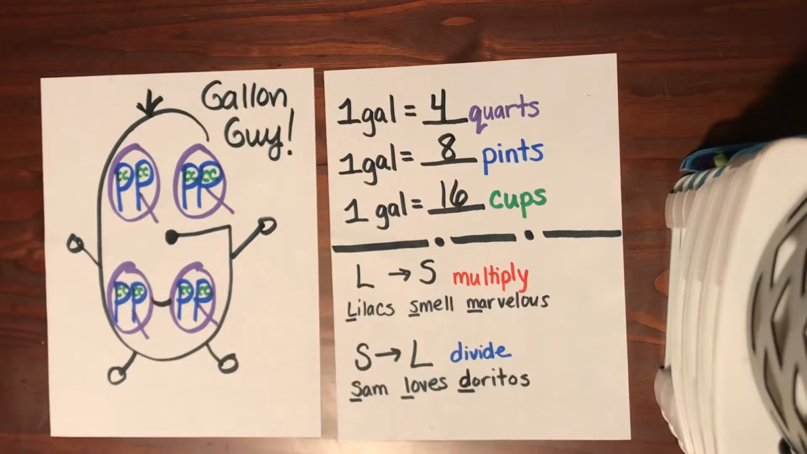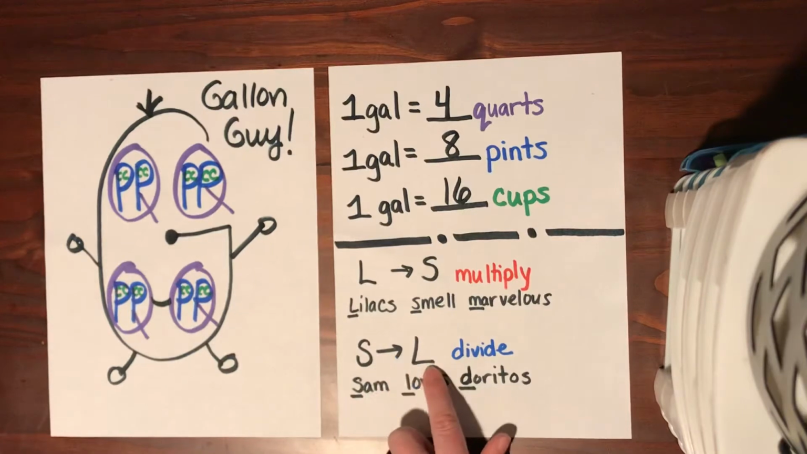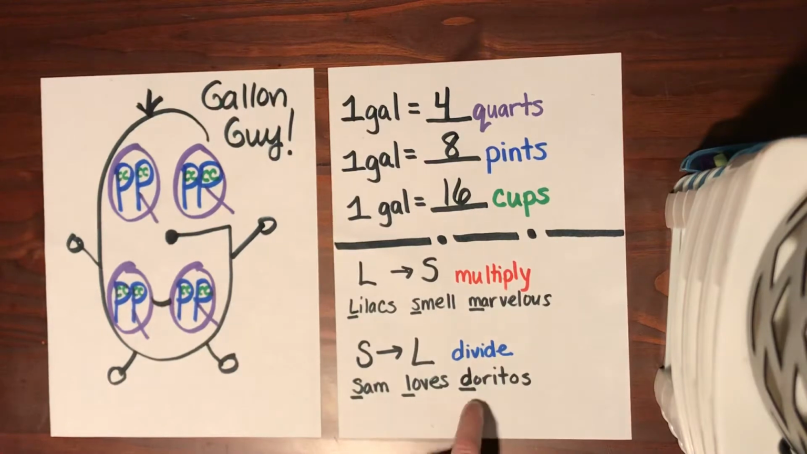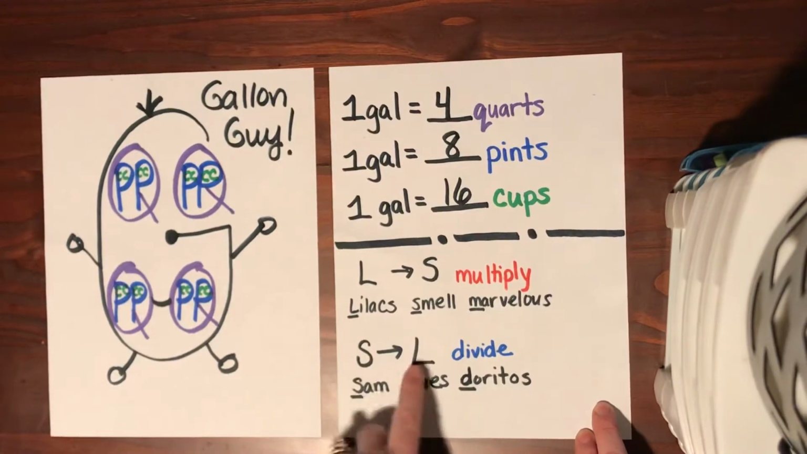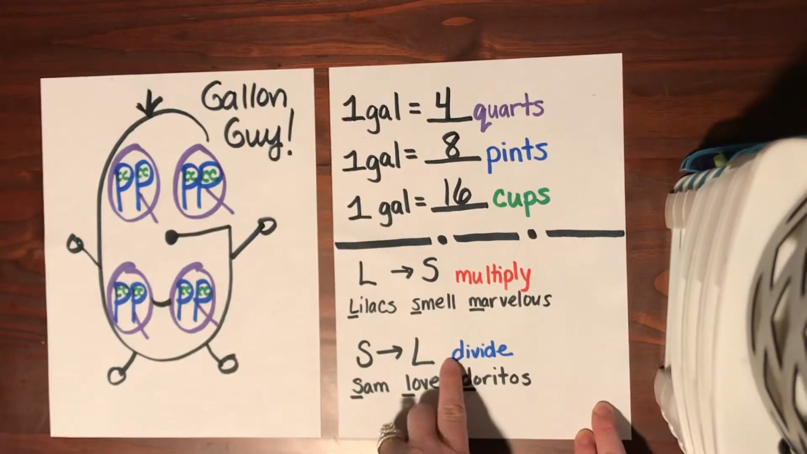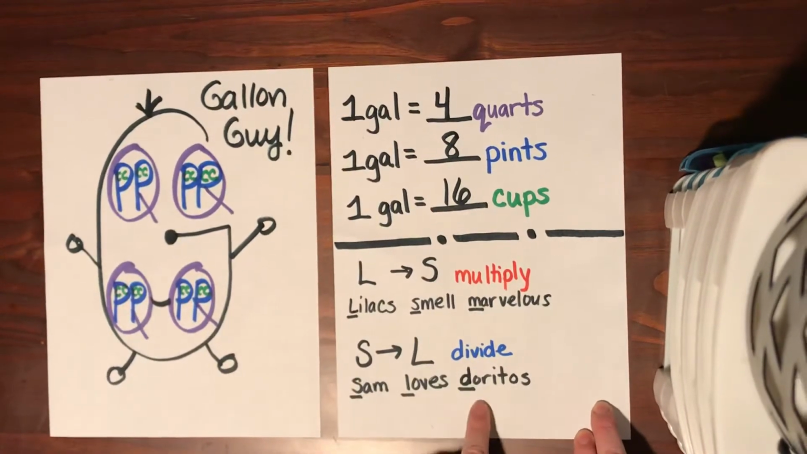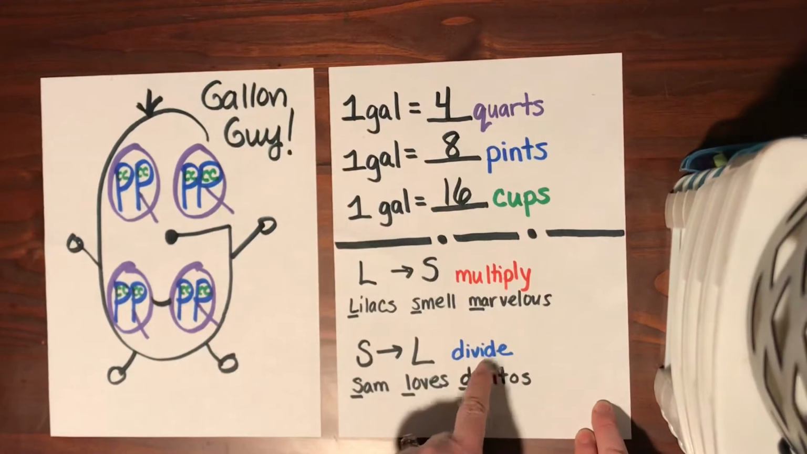The other rule is if you're going from a smaller unit to a larger unit, you're going to divide. And a mnemonic to remember that is Sam loves Doritos. So the S for smaller, there's your S for Sam. The L for larger, there's the L for loves. And the D for divide is Doritos. So Sam loves Doritos. Smaller unit to a larger unit, you're going to divide.